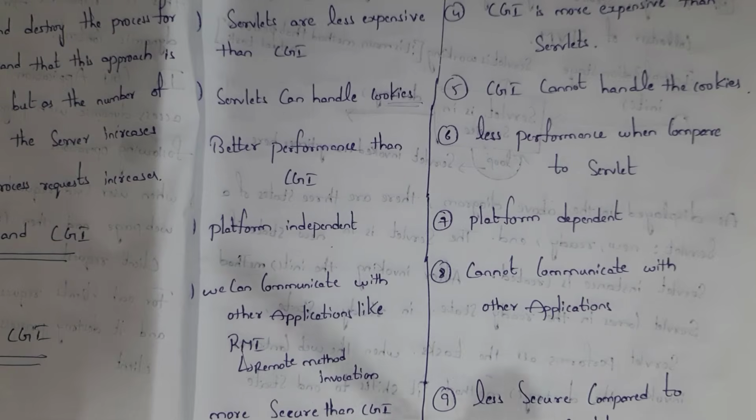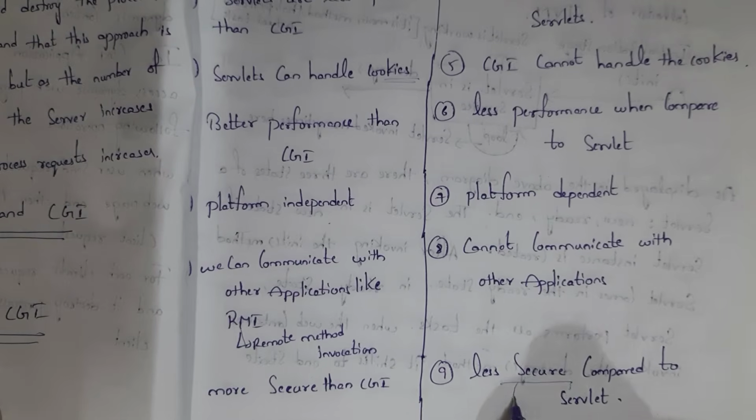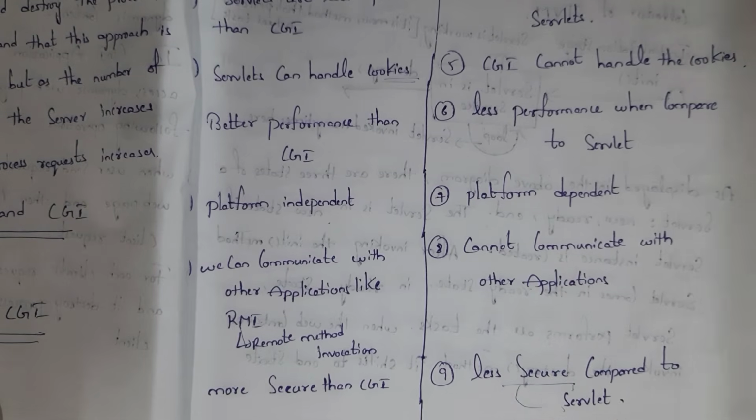And the last point is that servlets are secure. A hacker cannot hack a servlet program, whereas in CGI there is less security, so a hacker can easily hack CGI. These are the differences between servlet and CGI. Next, the life cycle of servlet. This is one of the important questions in servlet.